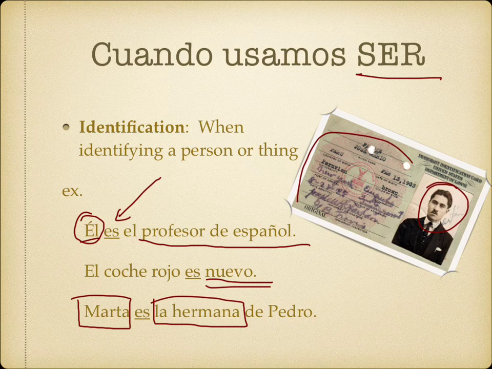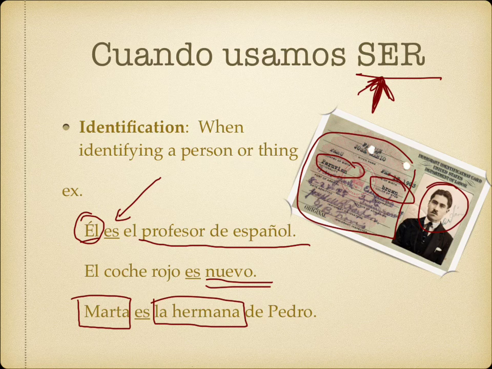So identification, kind of like this guy over here. Here's his identification. He is Peruvian. Now, if we were to say he is Peruvian, we'd use the verb ser because we're identifying him as Peruvian. Now, if we said he's the brown-eyed guy, because of the color of his eyes, we are identifying him as having brown eyes. We'll use the verb ser.